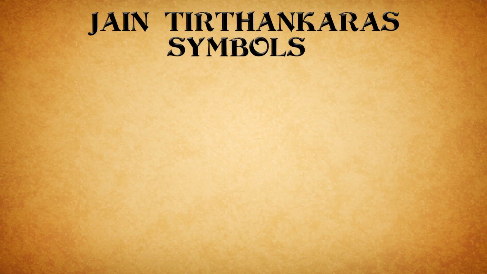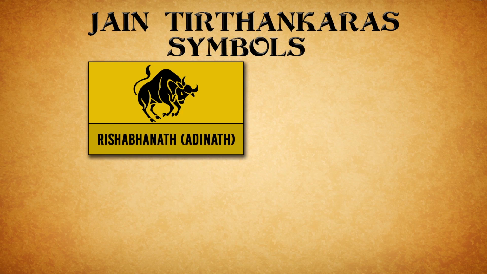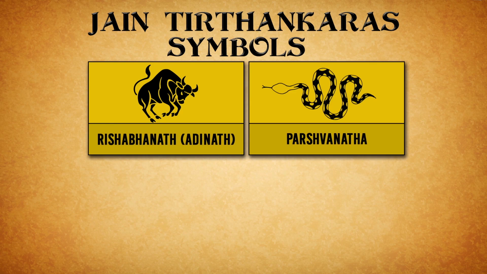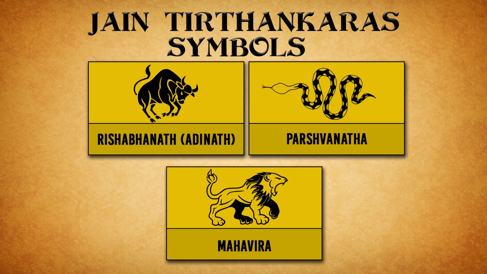Jain Tirthankaras, symbols and instruments of knowledge. The symbol for the first Jain Tirthankar Rishabhanath is the bull. The 23rd Jain Tirthankar Parsvanatha has a snake as a symbol, and the last Jain Tirthankar Mahavira has a lion as a symbol.